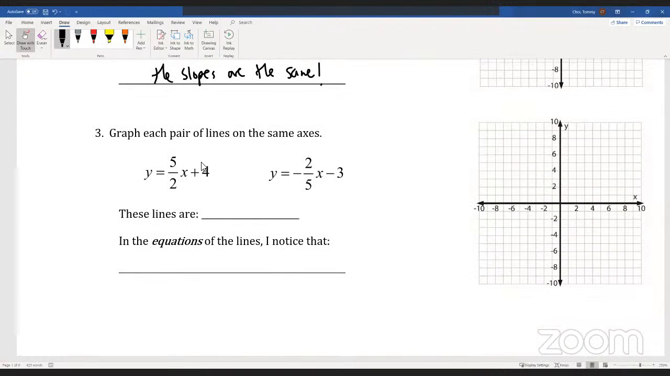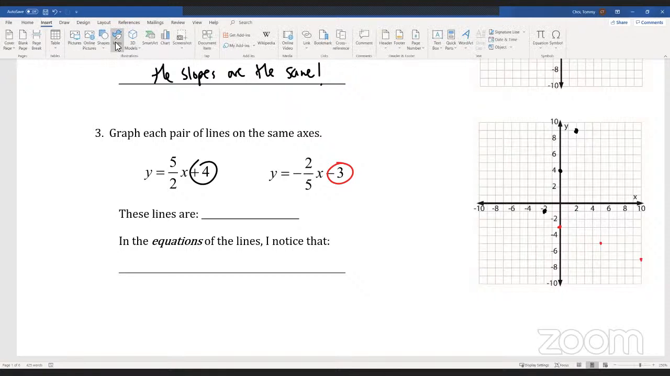And the last one here, it says graph each pair of lines. We start with the +4 for the first line. We do the slope 5 over 2, so up 5, 1, 2, 3, 4, 5, and 2 to the right. We can't go again in that direction, so we're going to go the opposite way, 2 left, and 1, 2, 3, 4, 5 down. And we get this line here. We get our 3 points. For the second one, we start with -3. And it says it's -2 over 5. So down 2, right 5. Down 2, right 5. And we get something like that.